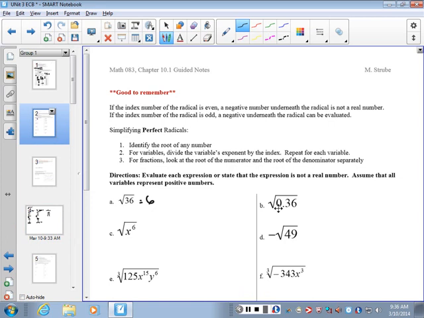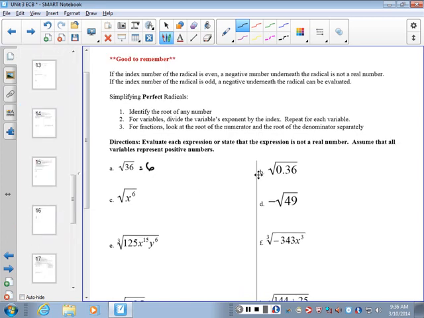So using your calculators now, find the square root of 0.36. What do we got? 0.6. Is everyone able to get that? A big part of today is just being able to find these perfect squares in your calculator. So that one's 0.6.